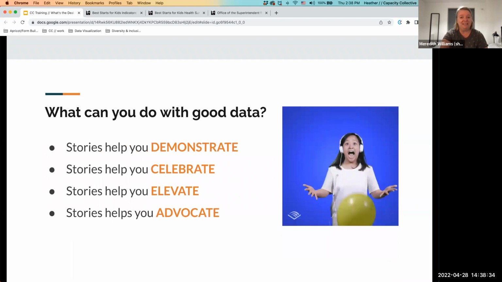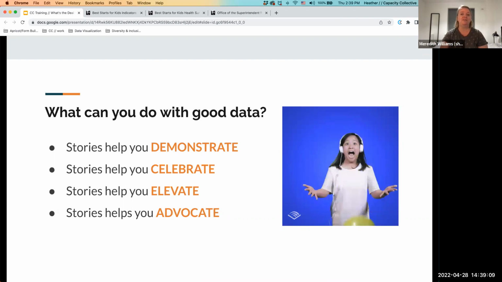Your data is your stories, right? And stories are powerful. They change hearts and minds and policies and outcomes. So data is great, and I hope that you can appreciate the power of good data. When you have those accurate, real stories, you can demonstrate that your program is working, that your program is making a difference, that you deserve more funding, right? We're not just saying we're doing this, we're actually doing it. And here's the data to demonstrate that, right?